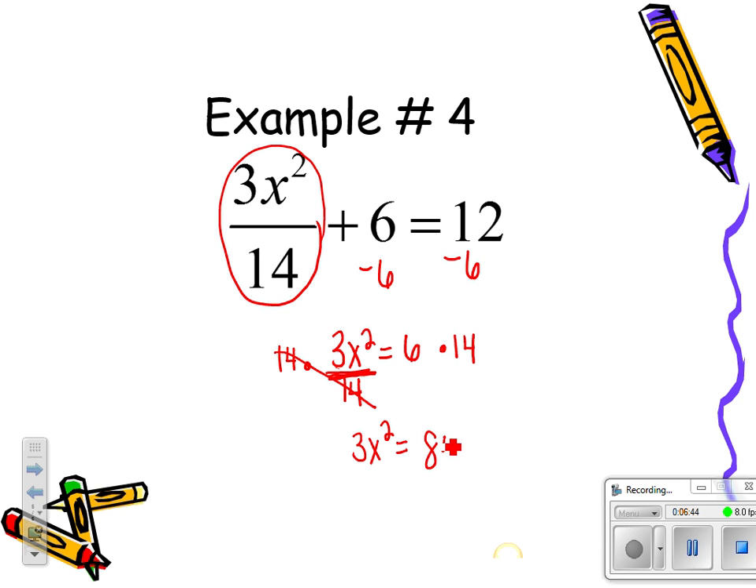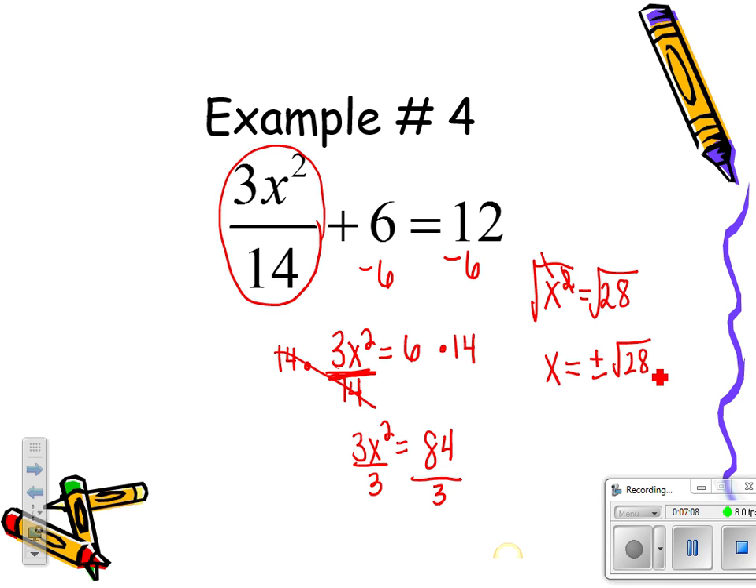And then I'm going to divide by 3. And 84 divided by 3 is 28. So x squared equals 28. Square root both sides, so that my squared and my square root cancel. I get x equals plus or minus the square root of 28.